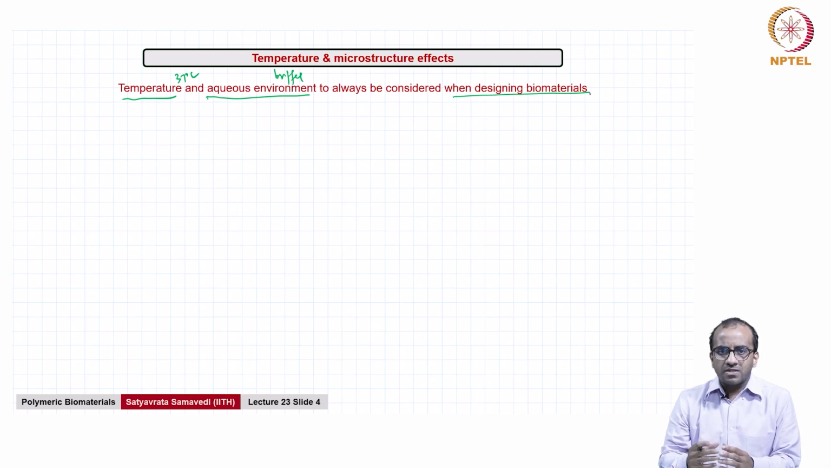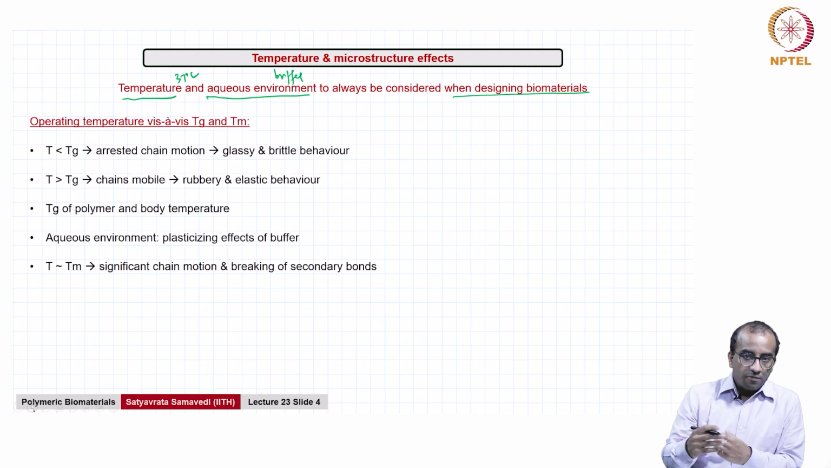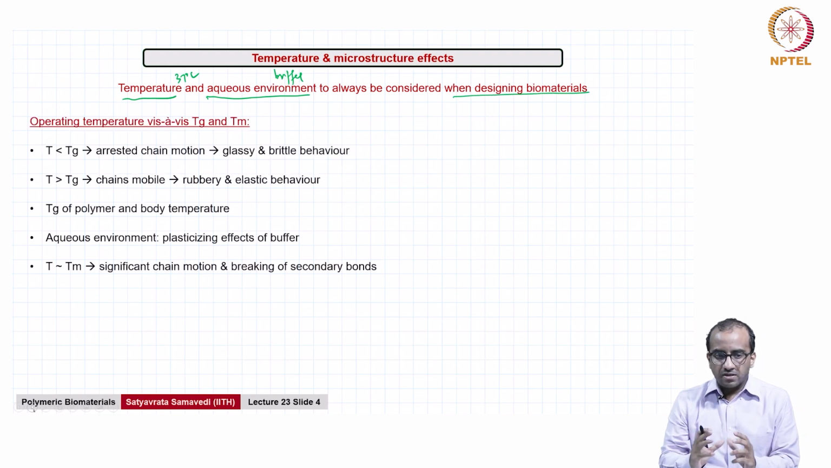Water is a universal plasticizer. So, the buffer in the body is going to plasticize the material, right. So, that will have its own effect. So, all these factors have to be considered and accounted for when you are testing these polymeric biomaterials to look at mechanical bulk properties. Now, a couple of quick comments in that regard.